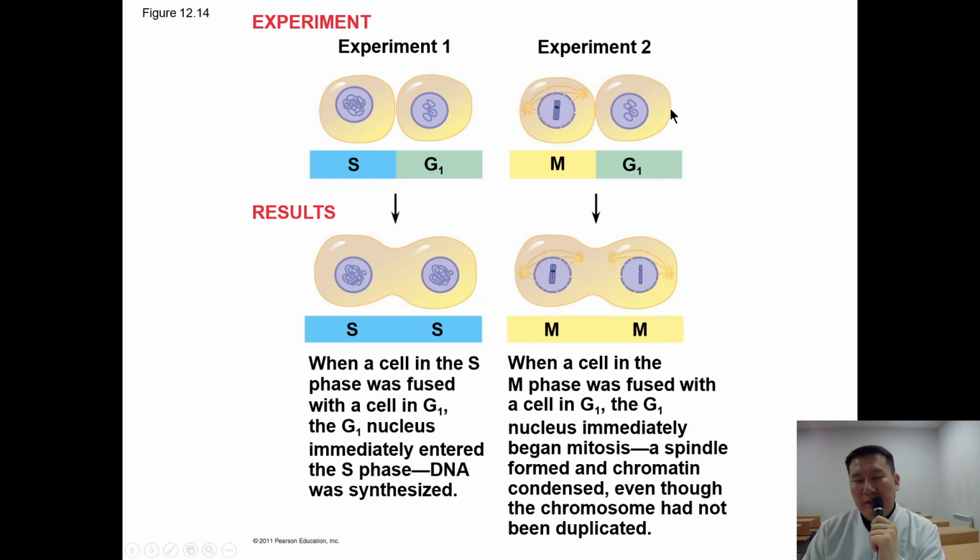In the second experiment, when a cell in the M phase was fused with a cell in G1, the G1 nucleus immediately began mitosis before its proper time. A spindle formed and chromatin condensed, even though the chromosomes had not been duplicated. So here you can see one cell has a full number of chromosomes and the second cell is haploid.